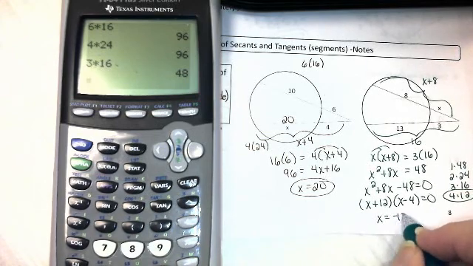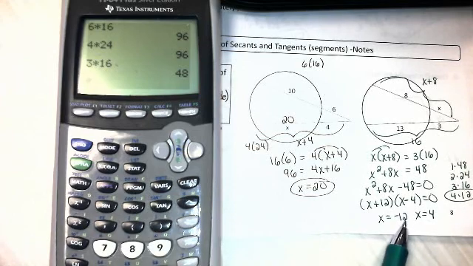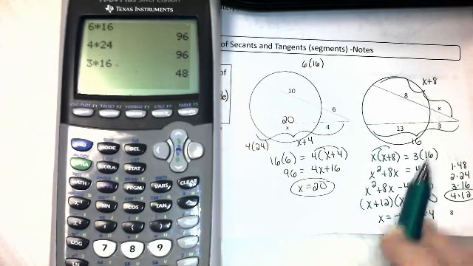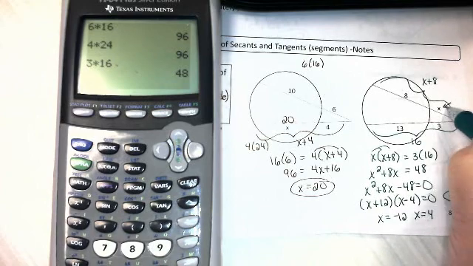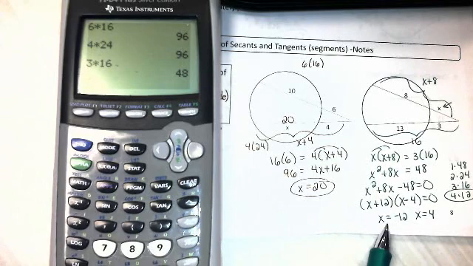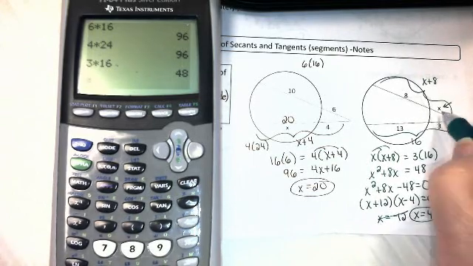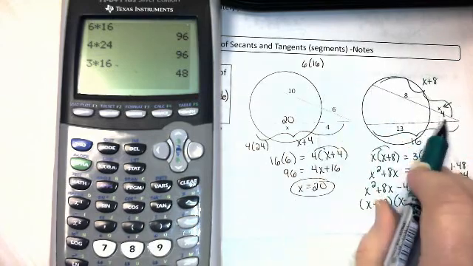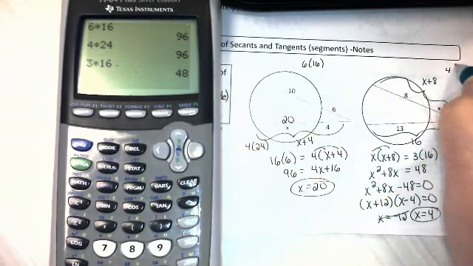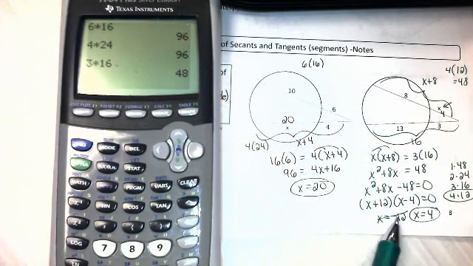So this one, x is negative 12 or x is 4. So let's plug them in and check. So if I plug in negative 12 right here for x, can that segment length be negative 12? No. So we're not going to use negative 12. Let's plug in 4. So now this segment here says 4 on the outside times the whole thing, which is 12. That equals 48. And that's exactly what we got for the bottom when we said 3 times 16.